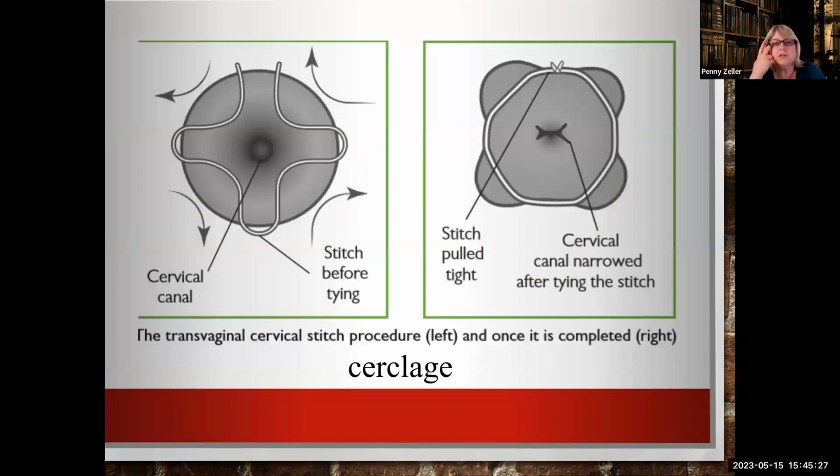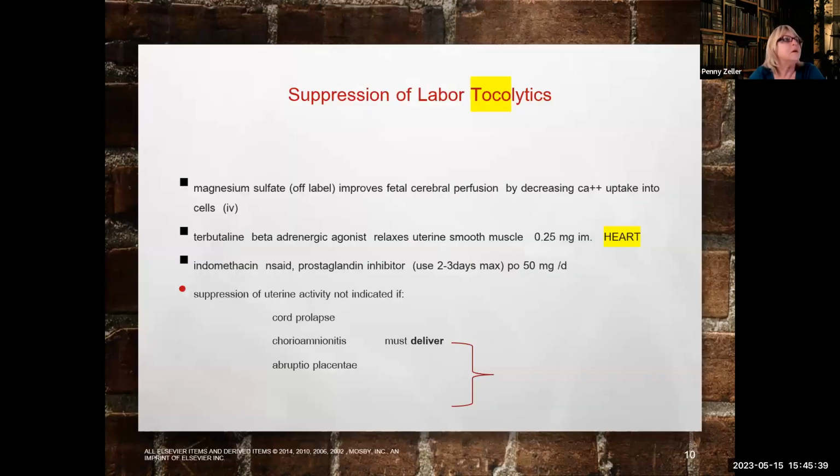Okay, and here's a picture of a cerclage. A circle and a stitch, and it closes it up. So this would be a vaginal procedure. And then we can also suppress labor with medications. If our client comes in at 34 weeks, 33 weeks, and she's in labor, we can try to give her some tocolytic. In other words, we're stopping contractions. They're called tocolytics. The most common one we might use is terbutaline.